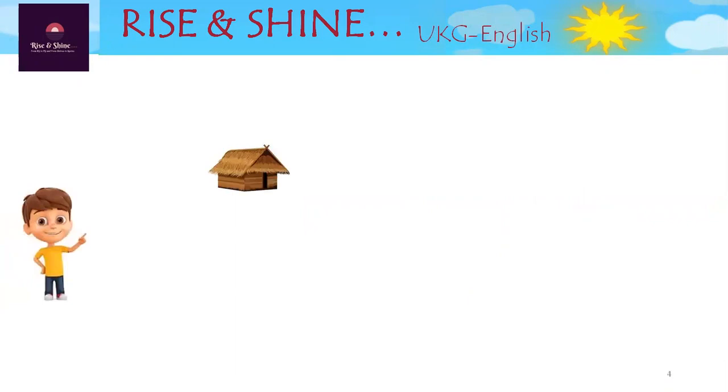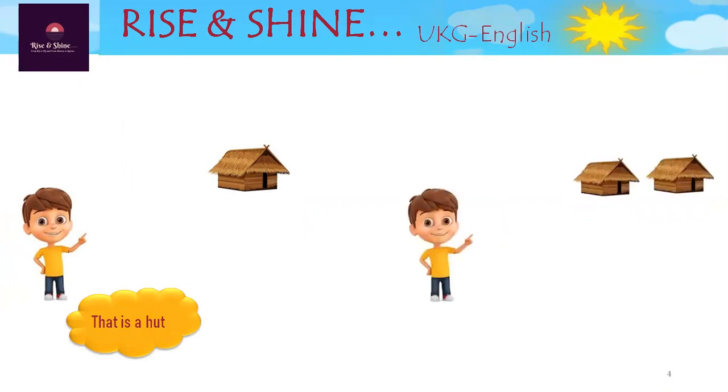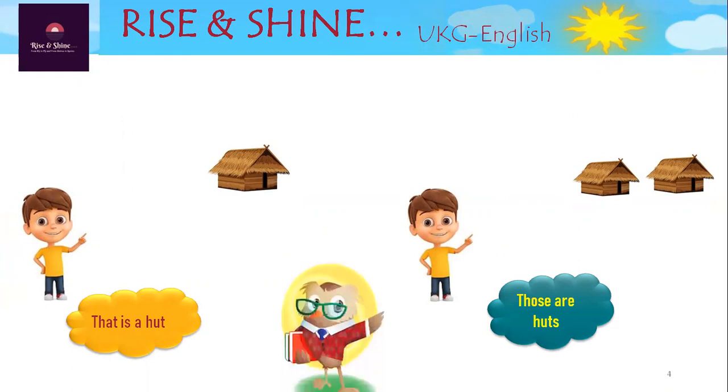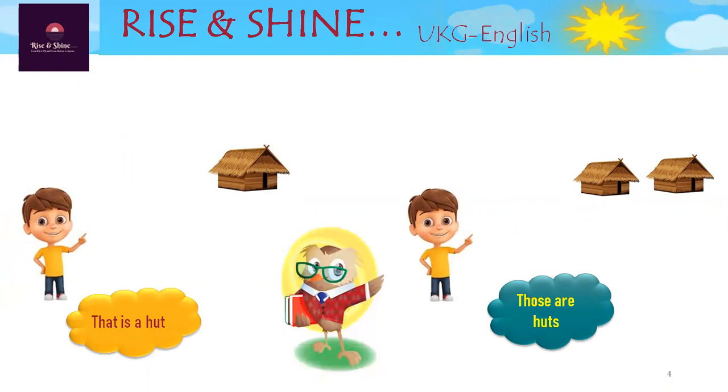Now next. Same boy and the hut is far from him. So tell me what he says? Correct. That is a hut. And now the same boy, but the number of huts is 1, 2. That is more than 1. So what does he say? Those are huts. So you understand? We use those when the object is far from you, but more than 1 in number.